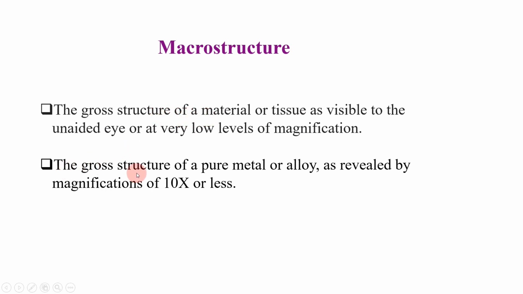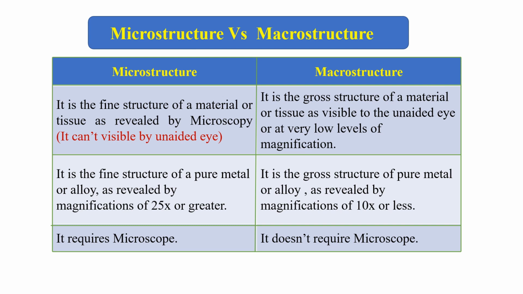The gross structure of a pure metal or alloy as revealed by magnifications of 10x or less. So macrostructure is the structure which we see just by our simple eyes, the unaided eye, without any kind of magnification devices. Now this is the slide which tells us about the difference between microstructure versus macrostructure.